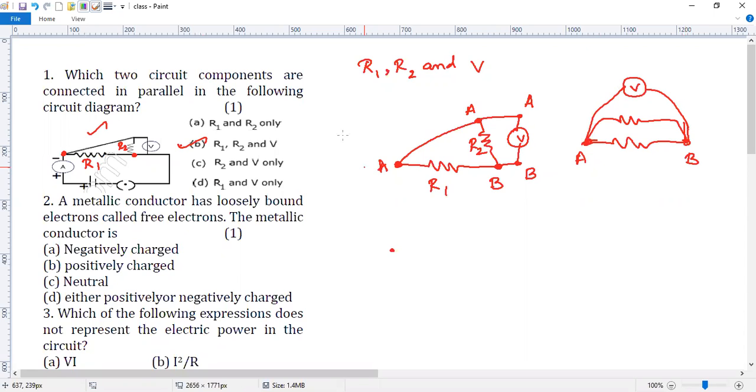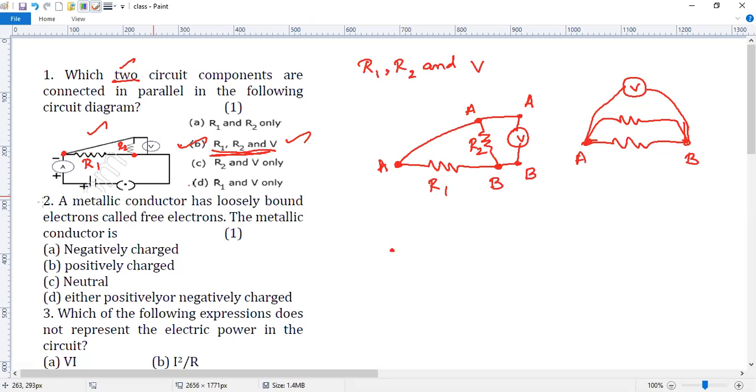So the twist in the question is that it asks which two circuit components, but all three are connected in parallel. Since that is also given in the options, obviously you have to take that up. You might ask, ma'am, why give that in the options? Getting it? So the answer is option B, subdivision B.